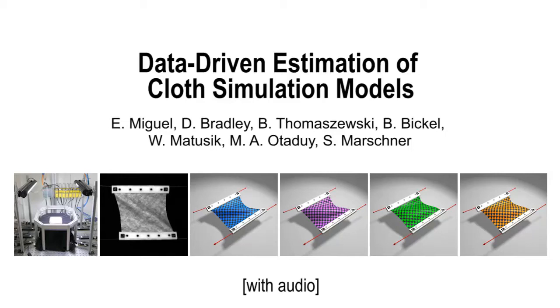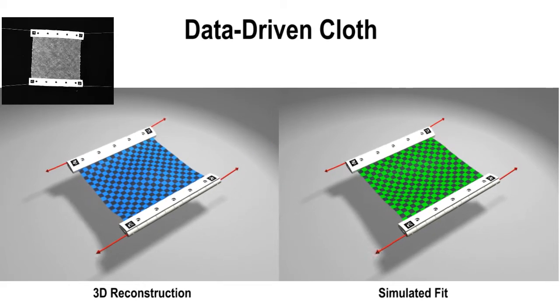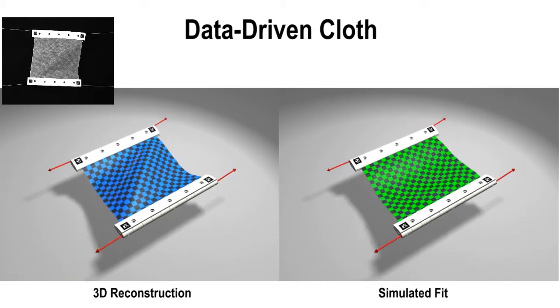In this paper, we aim to improve the quality of cloth simulations by measuring real cloth behavior and then estimating the model parameters for several existing cloth models given the measurements. As an example, in the upper left, we see real cloth deforming under known applied forces.